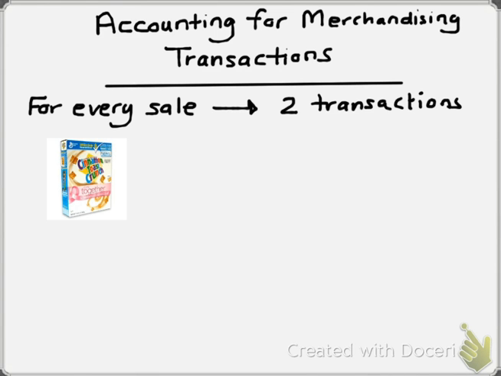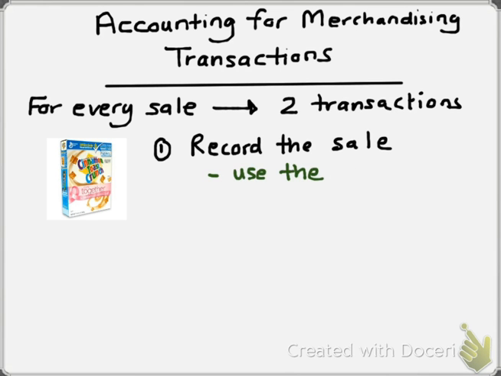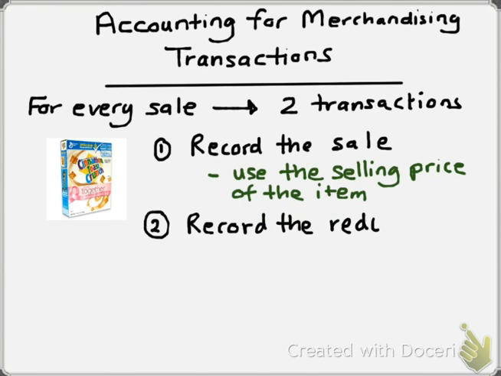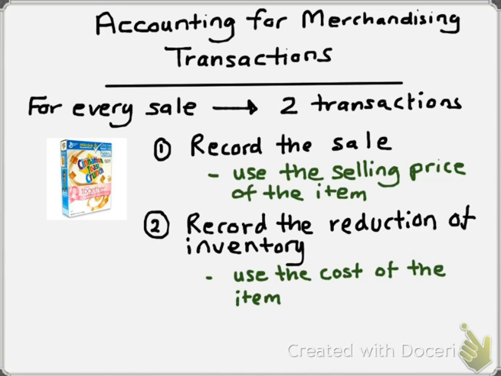Let's say that a retailer sold a box of cereal. The first transaction they will record is the sale. So they're going to record the sale, and they're going to use the selling price of the item to record the sale. The second transaction they're going to record is the reduction of inventory. When they sell the box of cereal, they have one less box of cereal in their inventory. So we've got to record that one as well. To record this transaction, they're going to use the cost of the box of cereal. Again, they're going to use the cost of the item to record the reduction of inventory.